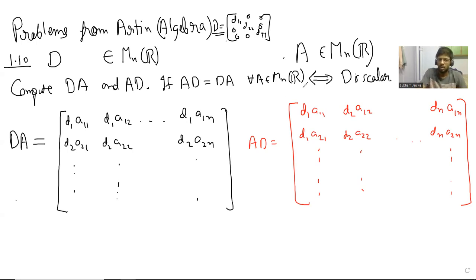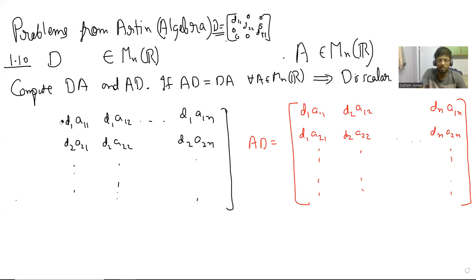If AD equals DA for all A in M_n(R), then that actually implies the converse is also true, but let's focus on the main matter that D is scalar. Hence, it implies that D is diagonal. So even if you don't assume D to be diagonal, still, if there is some matrix which commutes with every matrix of M_n(R), then that matrix is the simplest matrix that you can imagine. Basically, the obvious matrices are the only ones. This can be proved, and it is interesting. You should do it for homework. You take it as a problem.